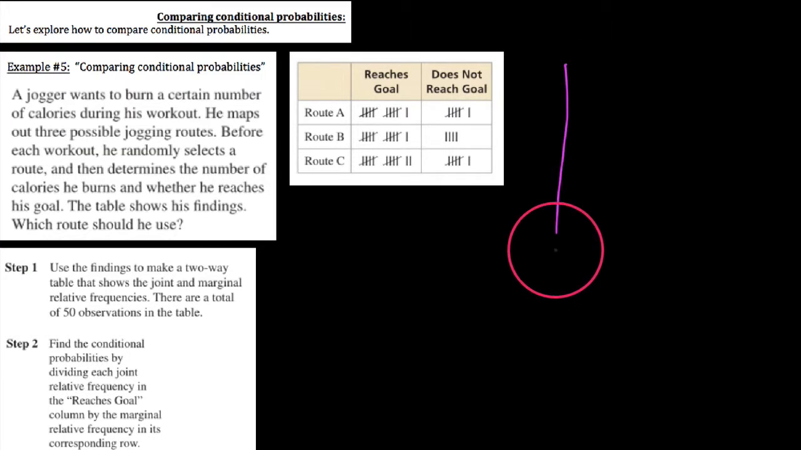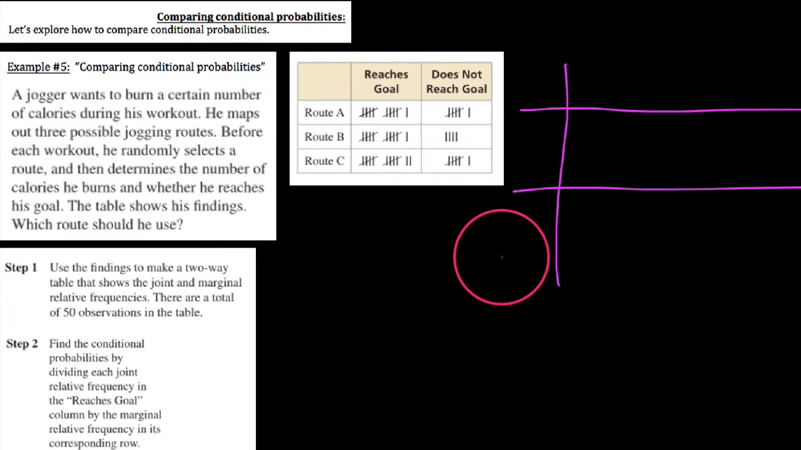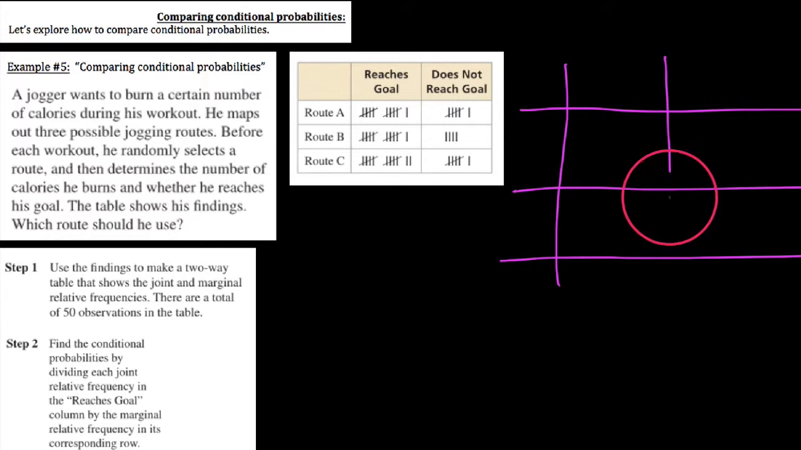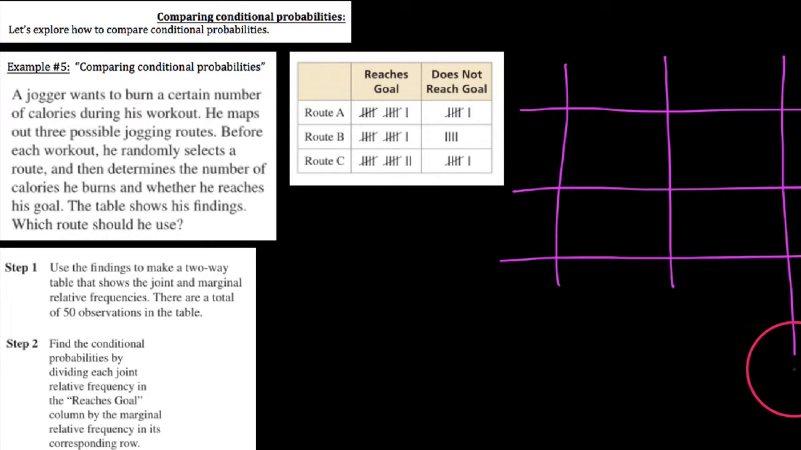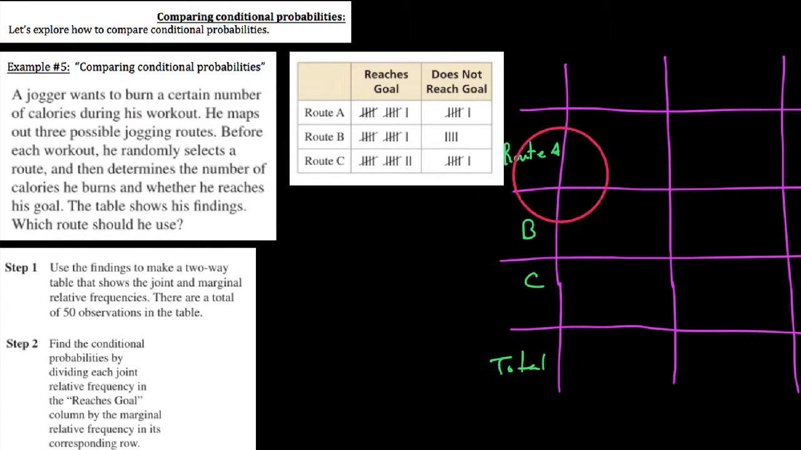So I'm going to leave myself a lot of room here. So we'll get our table going. I suppose I need to extend this even further. I'm so used to two-way tables, and this one had 3 routes. So let's try that again. We could say route A, B, C, and total. Then up here we have reach goal, and not reach goal.